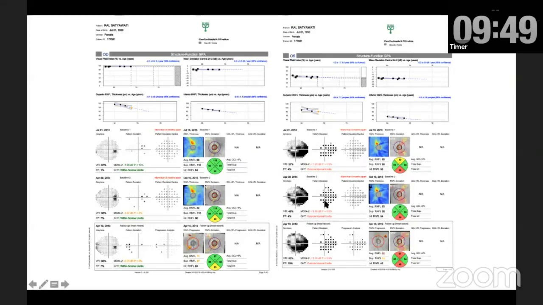Also, in a patient where you have moderate to severe disease, sometimes you'll be surprised at how much your structure can add information to progression analysis. You can see over here, the fields are looking not too different, but if you look at the retinal nerve fiber layer, you can clearly see that the superior retinal nerve fiber layer is getting further lost over time.